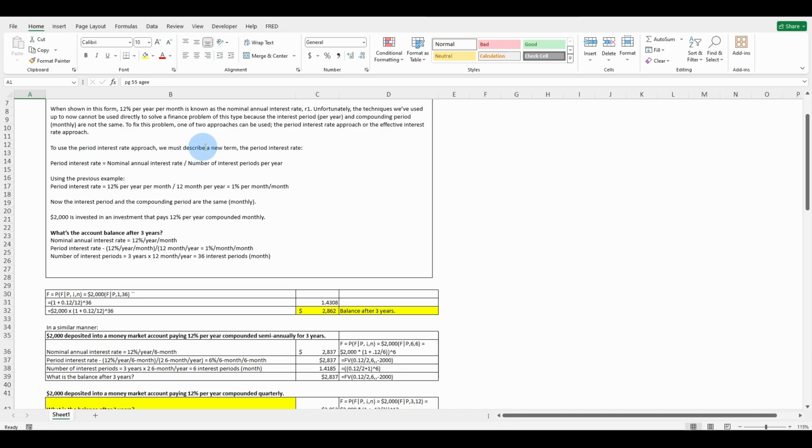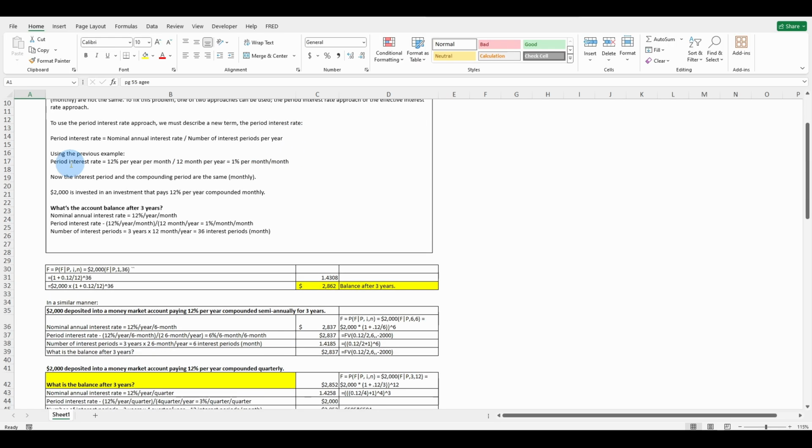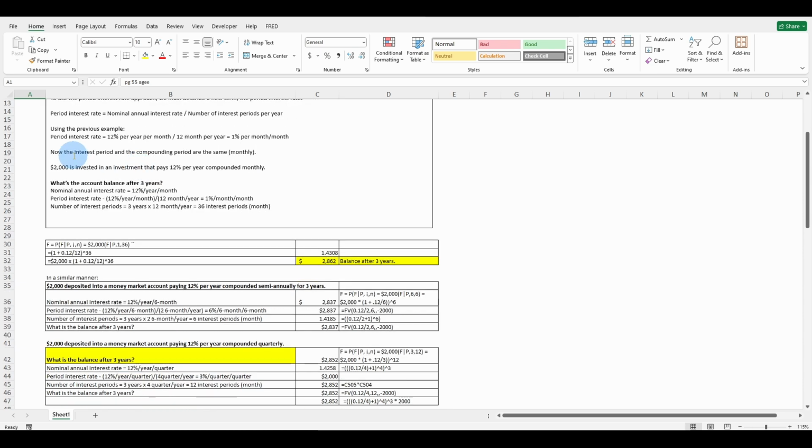We must describe a new term, the period interest rate. Period interest rate is equal to nominal annual interest rate divided by the number of interest periods per year. In other words, our interest rate divided by periods. Using the previous example, we have 12%, 12 months, 1% per month. Now, the interest period and the compound period are the same.